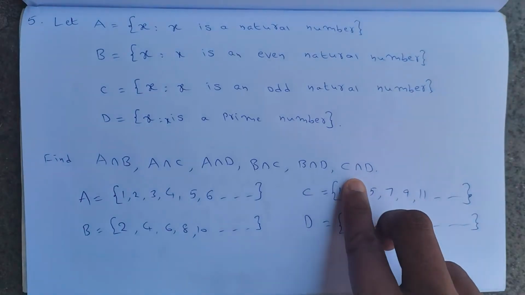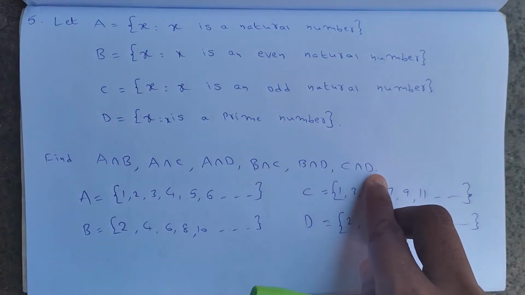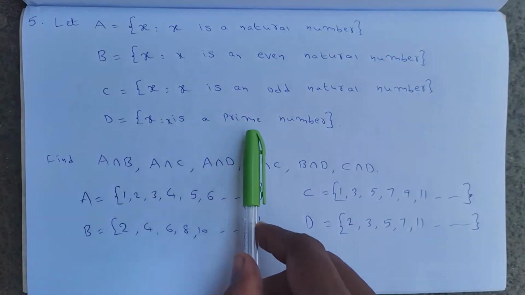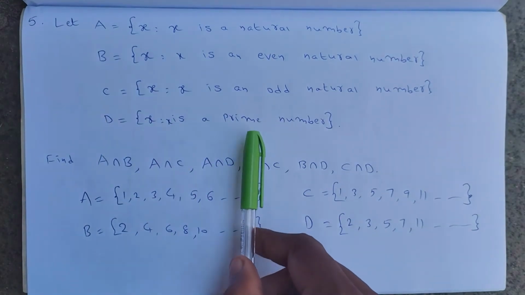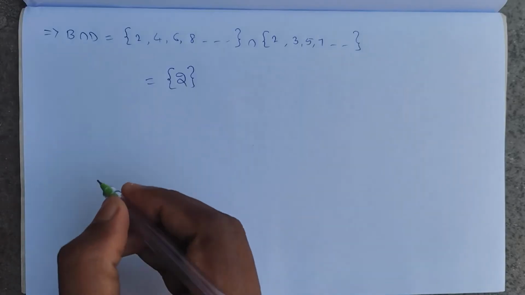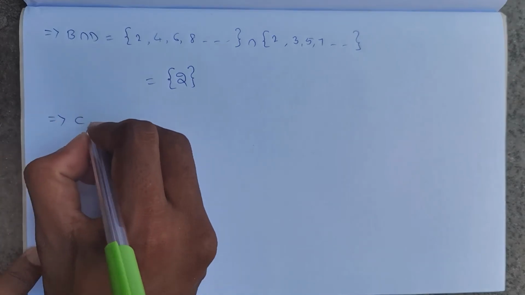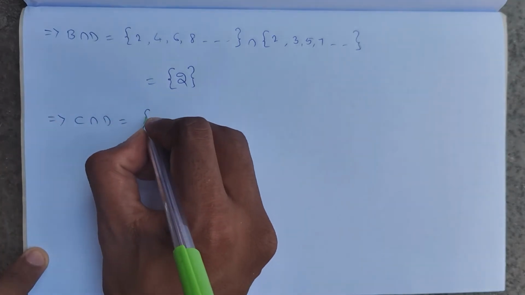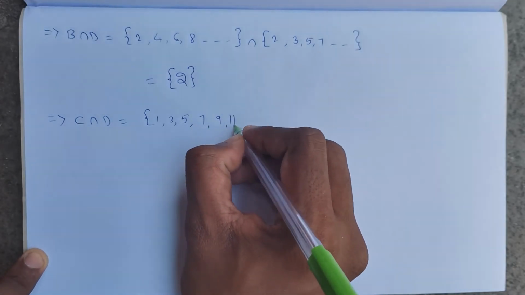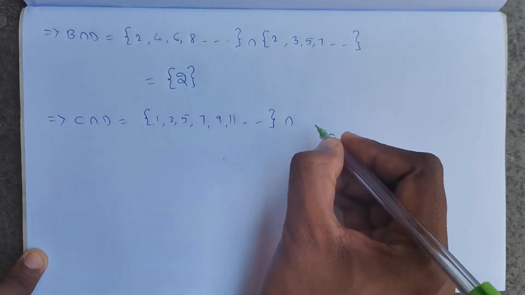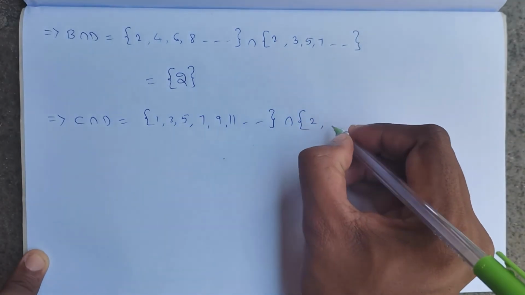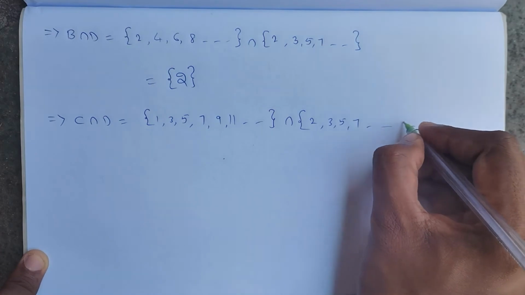Okay, next, the last question. C intersection D. C is the total set of odd numbers and D is the set of prime numbers. So what are the common elements in the odd numbers and prime numbers? Set C is odd numbers 1, 3, 5, 7, 9, 11 and so on. D is prime numbers 2, 3, 5, 7 and so on.